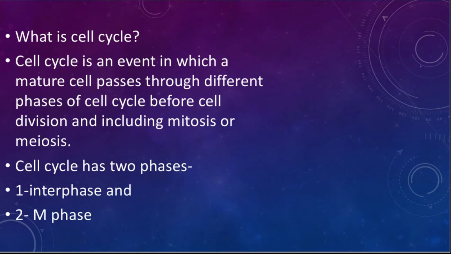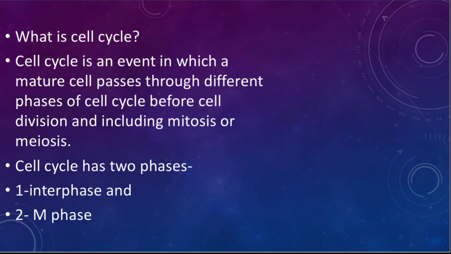So, cell cycle is an event in which a mature cell passes through different phases before cell division, and it also includes mitosis or meiosis. It means cell cycle is a whole process right from the starting preparation phase, the mitosis phase and the cytokinesis phase. When a cell divides into two daughter cells, all the process starting from preparation to the cell division making two daughter cells is included in the cell cycle.